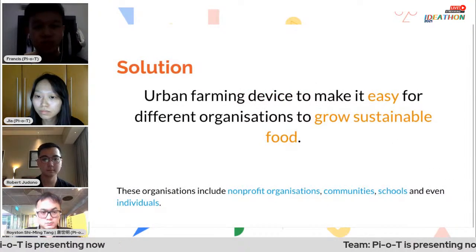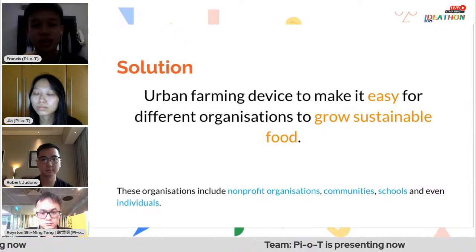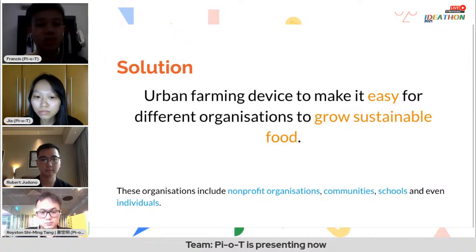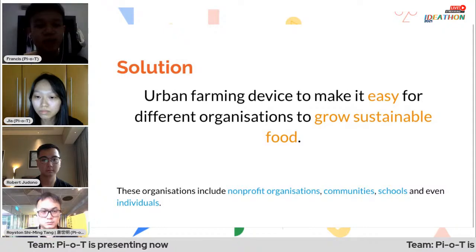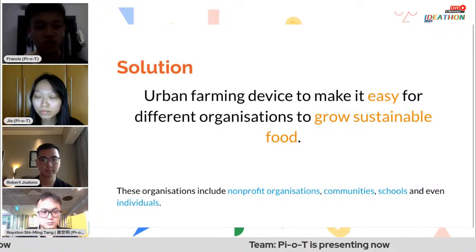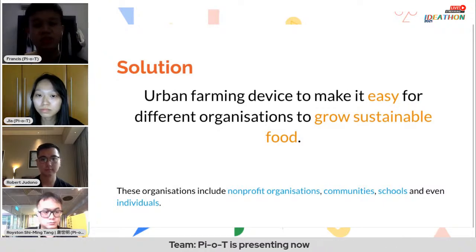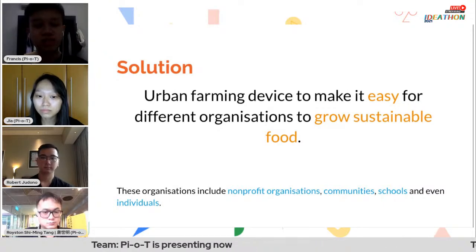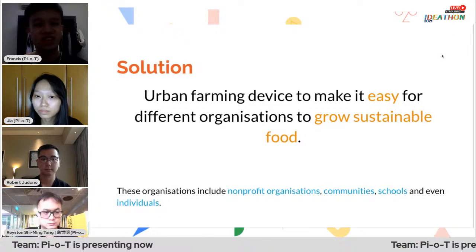And therefore, the solution that we have come up with is an urban farming device to make it easy for different organizations to grow sustainable food. What we classify as organizations include non-profit, communities, schools, and even individuals who are interested in taking this as a hobby.